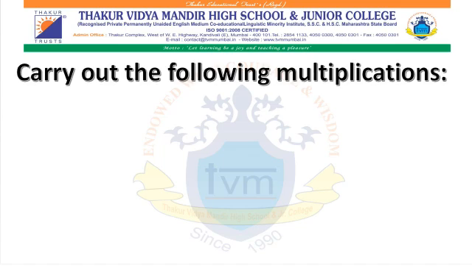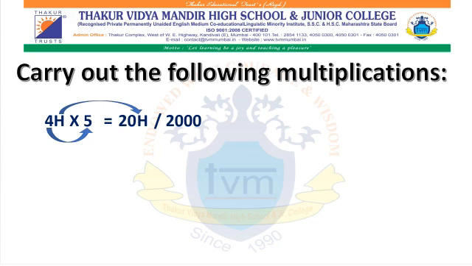Let's see. The first is 4h, that is 400, multiplied by 5 is equal to. Students, based on the previous recap, let's solve these mental math sums. First, we will multiply 4 fives, that is 20, and h will be placed next to 20. So it will become 20h. 20h can be written as 2000.